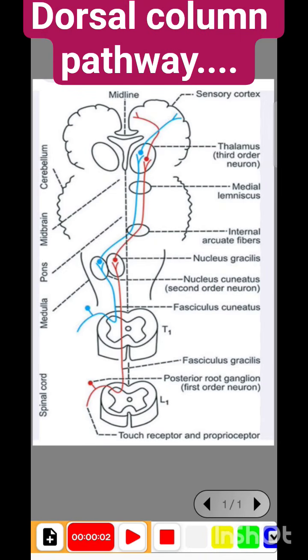Today we will learn about the dorsal column pathway. This is also called the dorsal column medial lemniscal pathway. This is one type of ascending tract which carries sensory information from the body or receptors to the cerebral cortex. The dorsal column pathway carries sensations of fine touch, vibration, proprioception, stereognosis, and two-point discrimination.